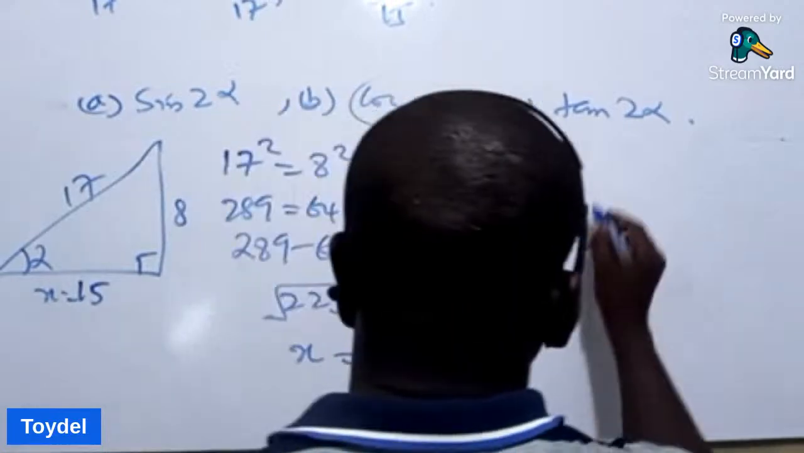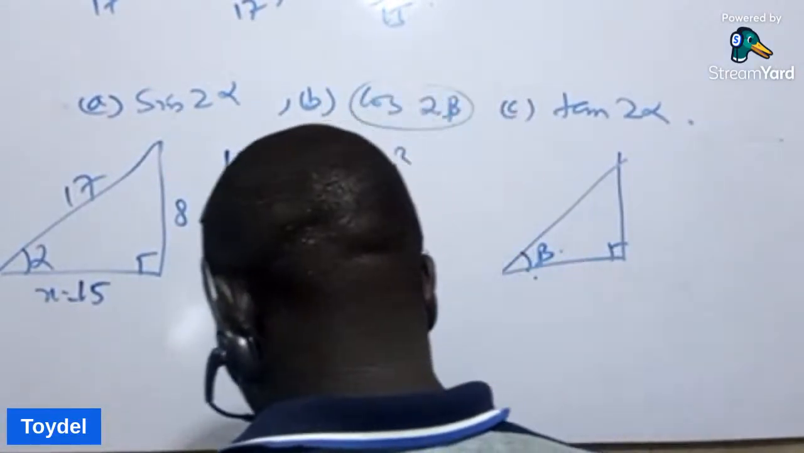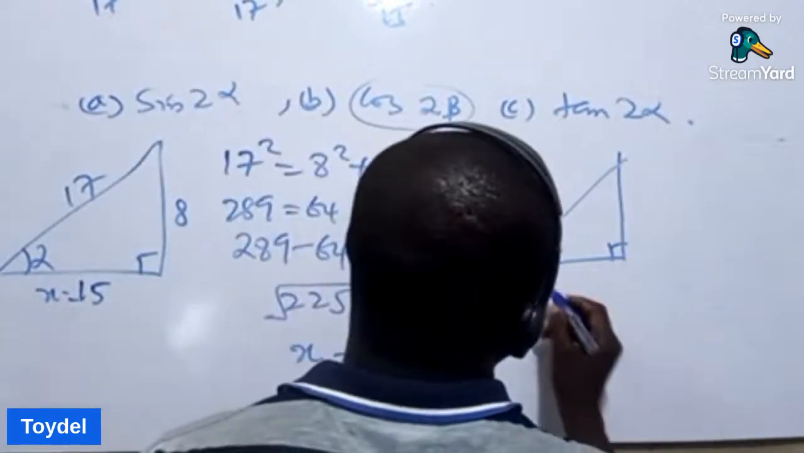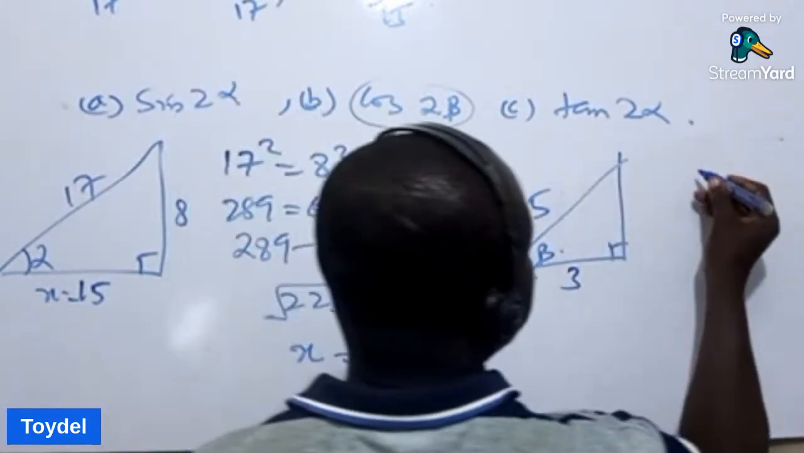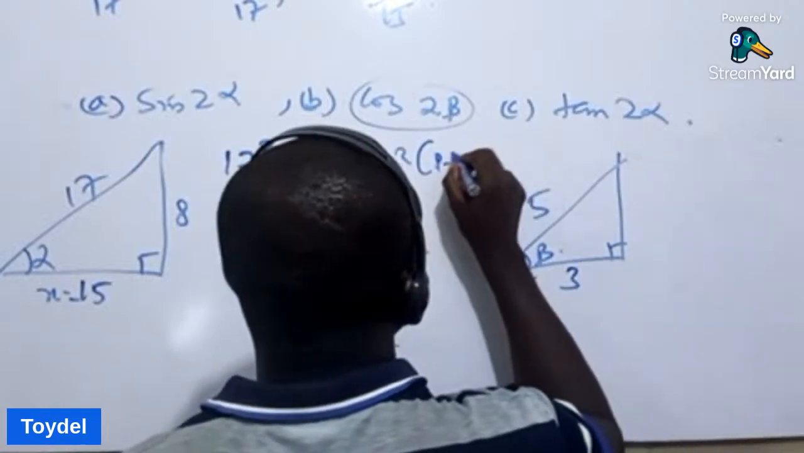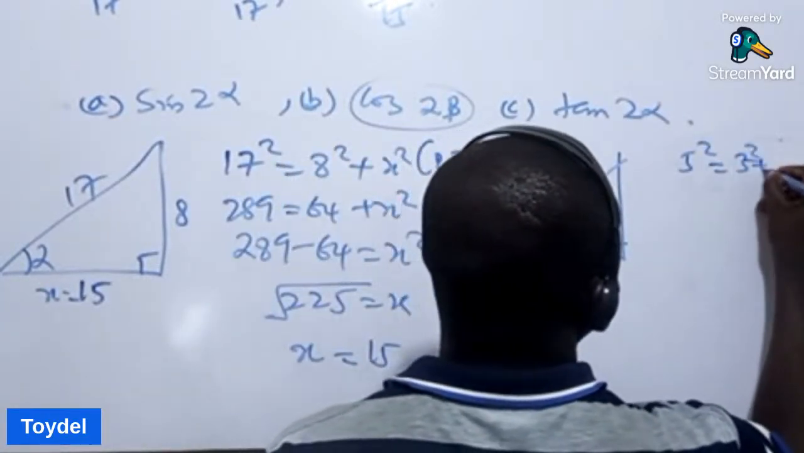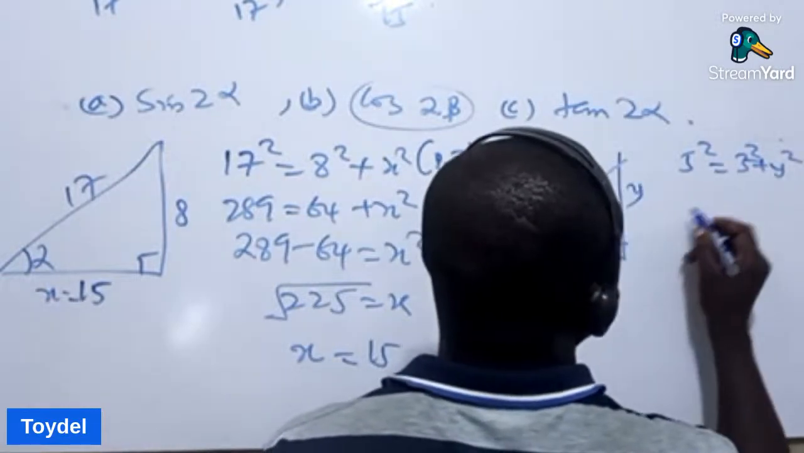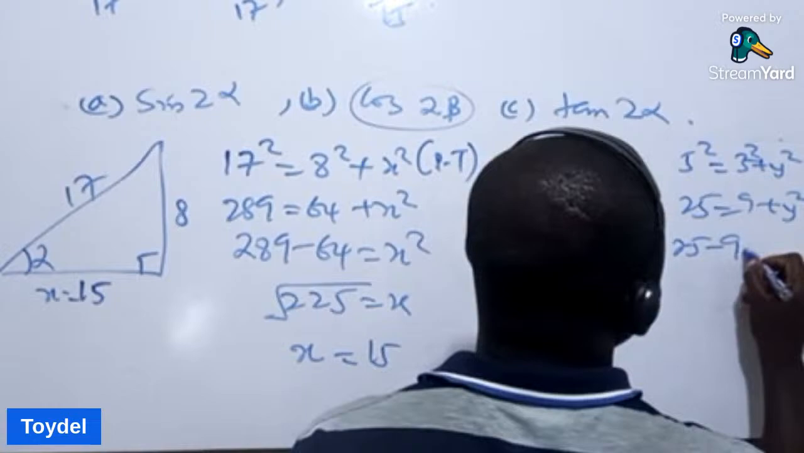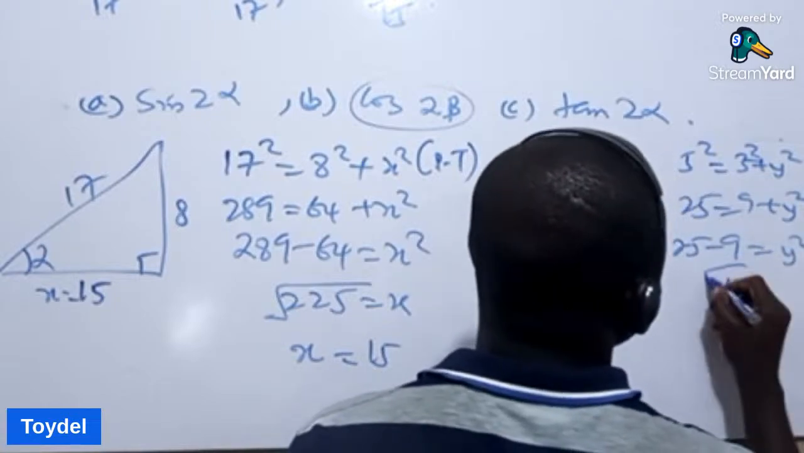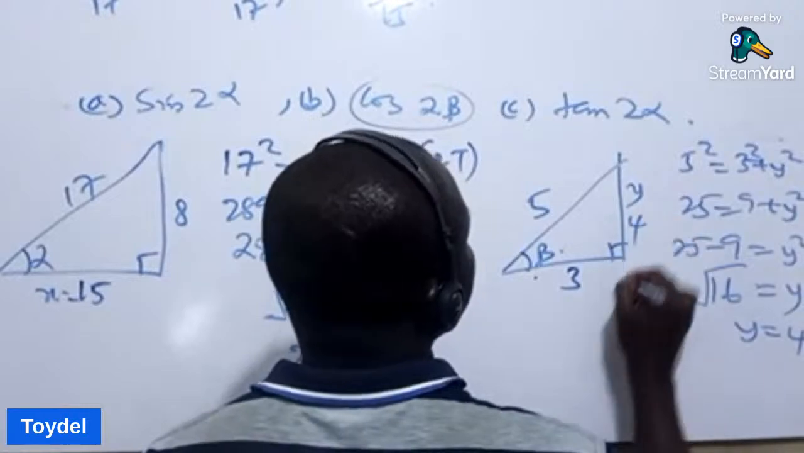Then we move to the second one, where we have beta. If this is angle beta, we are given cos beta to be 3 over 5, adjacent over hypotenuse. If I apply Pythagoras theorem here, I have 5 squared equal to 3 squared plus y squared. Let's call this side y. So 25 is equal to 9 plus y squared. 25 minus 9 is equal to y squared. 16 square root is equal to y. So y is equal to 4. So here will be 4.